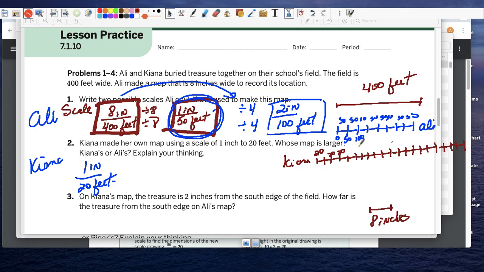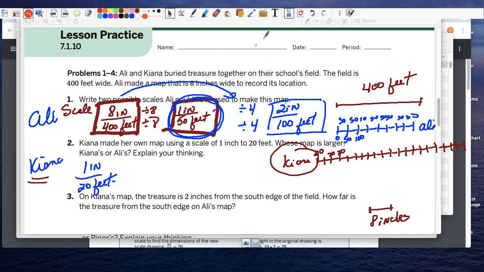So which scale gave you the longer representation here? Kiana, right? Why is that? Because 1 inch for her is 20 feet. So there's less of the actual distance in 1 inch for Kiana than for Ali. In every inch that she used, Ali fit 50 feet, so she gets to use less to represent the full distance. Which map is going to be larger? I apologize, it's going to be Kiana. Kiana's drawing is going to be much, much larger.